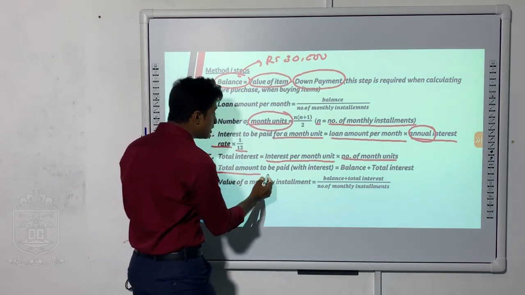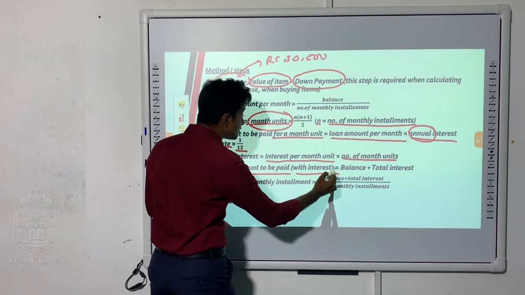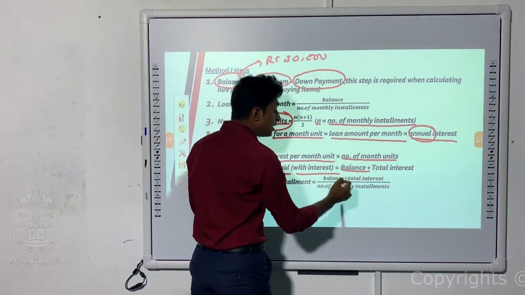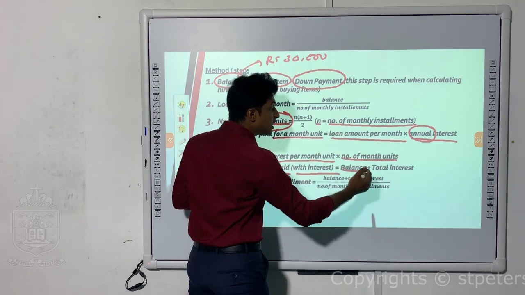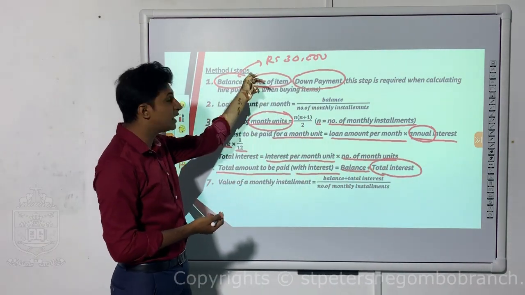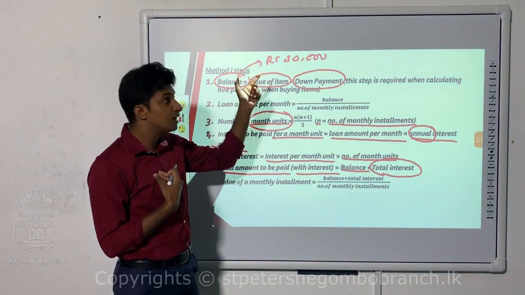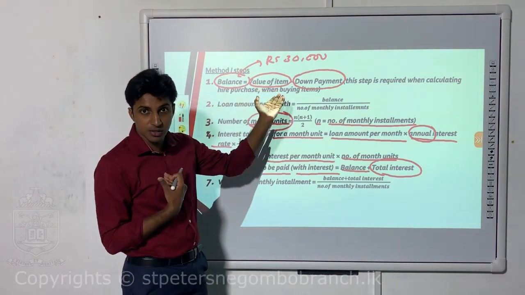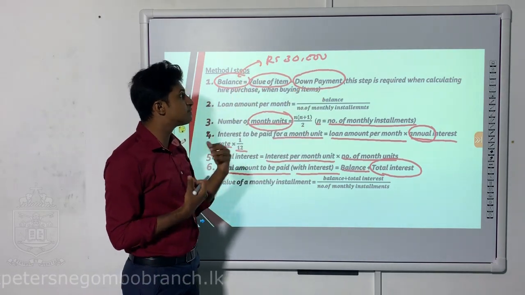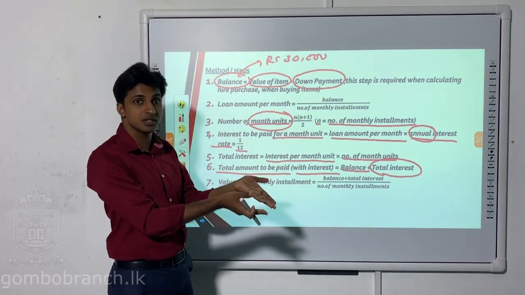Now here, the total amount to be paid, that is with interest, is not 30,000. I had to pay 30,000, but for all these monthly units I have added interest now, right? The item was 50,000. I paid that person 20,000, so 30,000 was my balance. I had to go and pay 30,000, right?